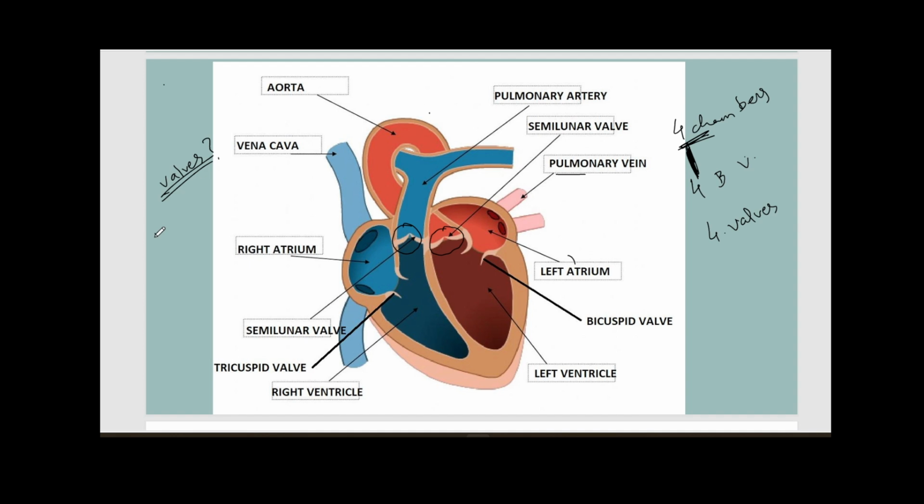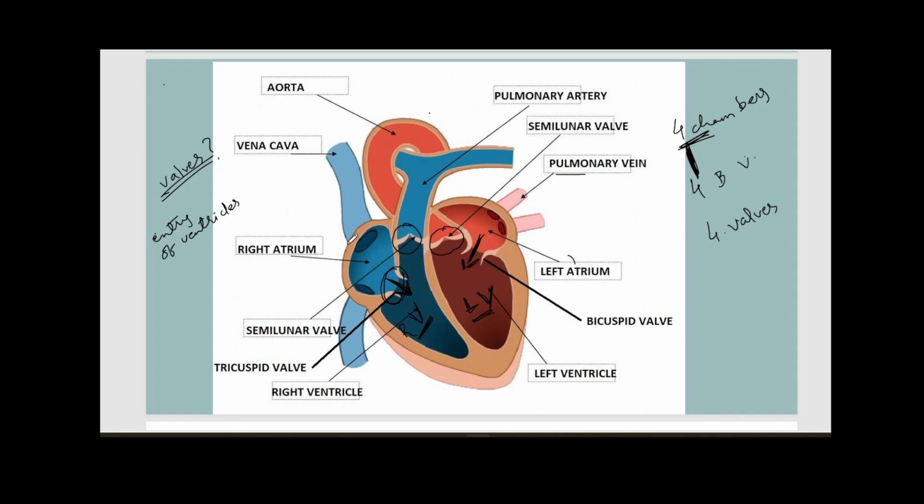The first set of valves are present at the entry of the ventricle. Because there are two ventricles, there will be one at the entry of each. So this is the first valve which is at the entry. This is your ventricle, right? This is the right ventricle. This is the left ventricle. So first valve at the entry of the right ventricle. This is also another valve at the entry of the left ventricle.